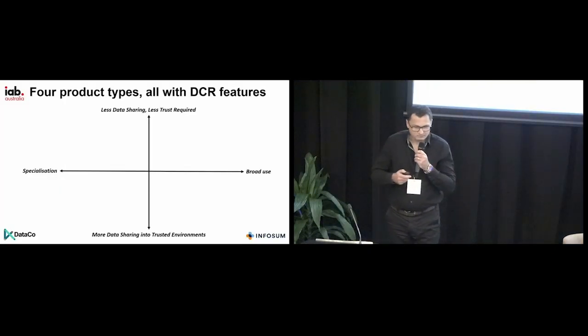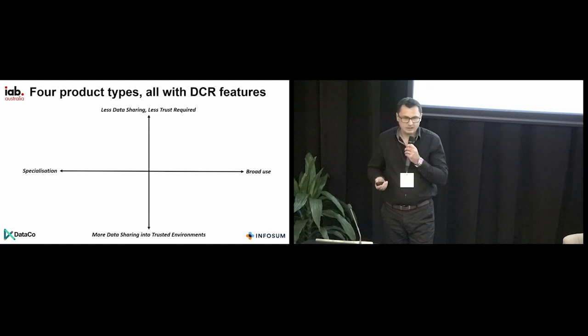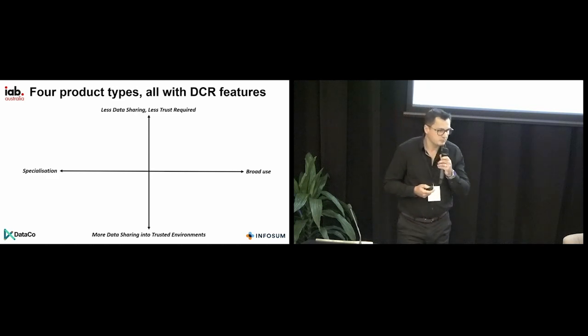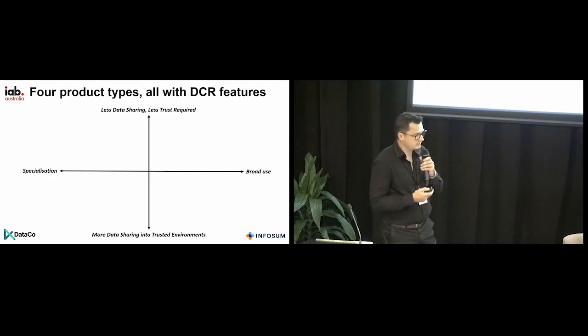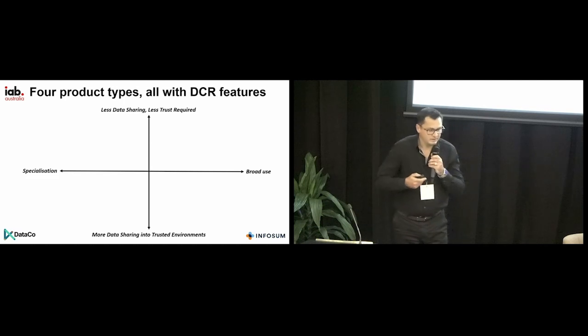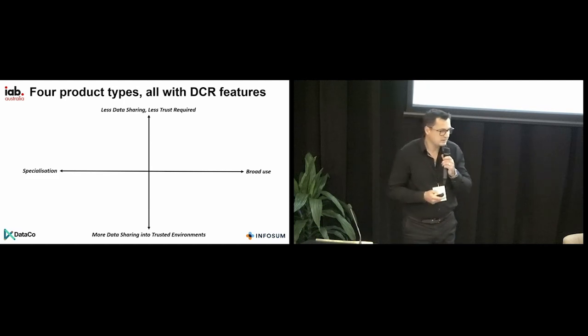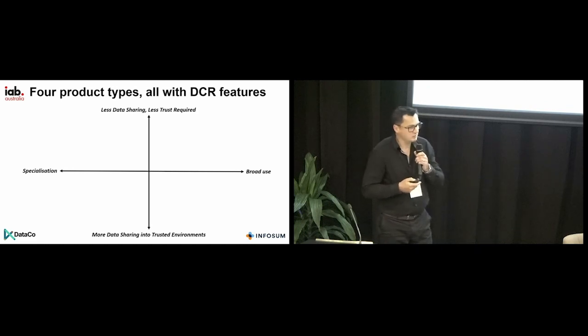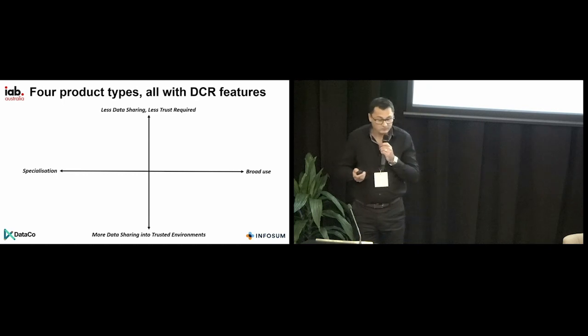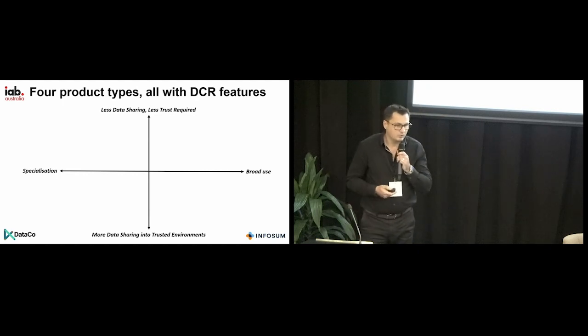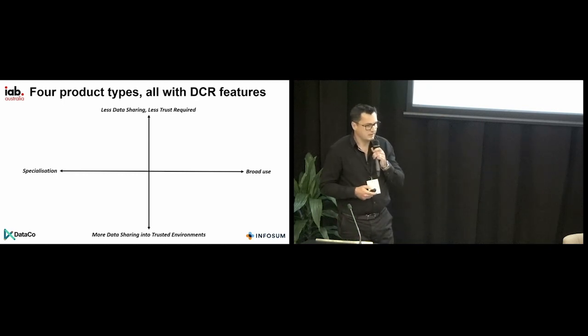Now, the four main types of products that are out there that use data clean rooms from a privacy lens can be put onto some kind of grid like this. This isn't perfect. There's certainly people in the room that will be able to poke holes in this. It's also more simplistic, but hopefully for those that are very confused about data clean rooms, they will get some kind of understanding from this.